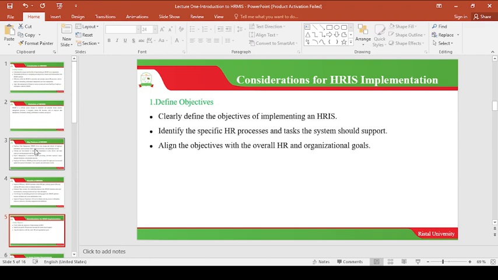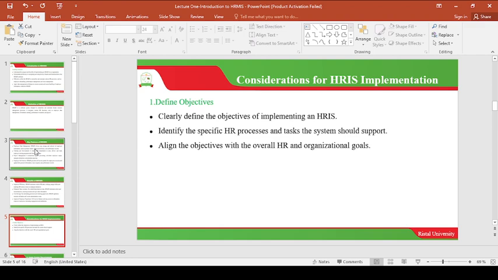The first thing you consider is the objectives. Okay, you need to define the objective. Under definition of objective, you need to clearly define the objective of implementing the system by identifying the reasons why you want that system to be implemented. If it is all about improving efficiency or eliminating errors, it has to be clearly stated before you go into it.